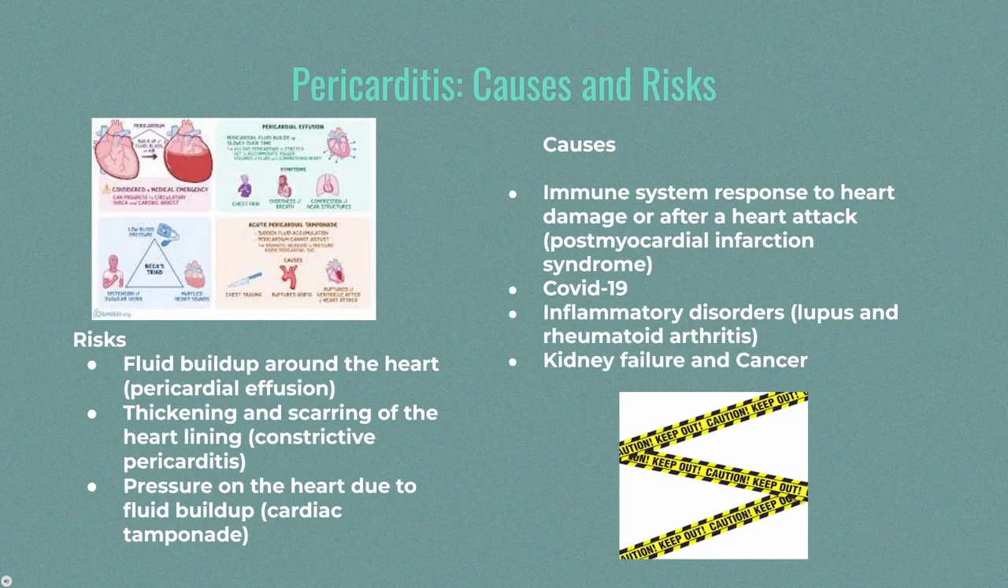the heart. Some causes of pericarditis include immune system response to heart damage or after a heart attack, also known as post-myocardial infarction syndrome. COVID-19 also played a large role in the rate at which patients were getting sick with pericarditis. Inflammatory disorders such as lupus and rheumatoid arthritis, and kidney failure and cancer.